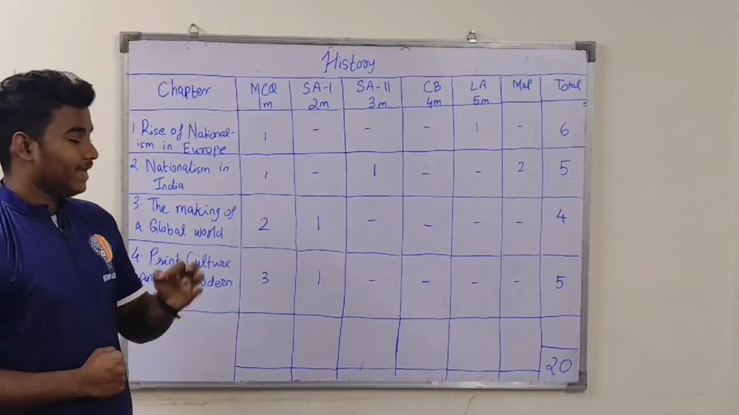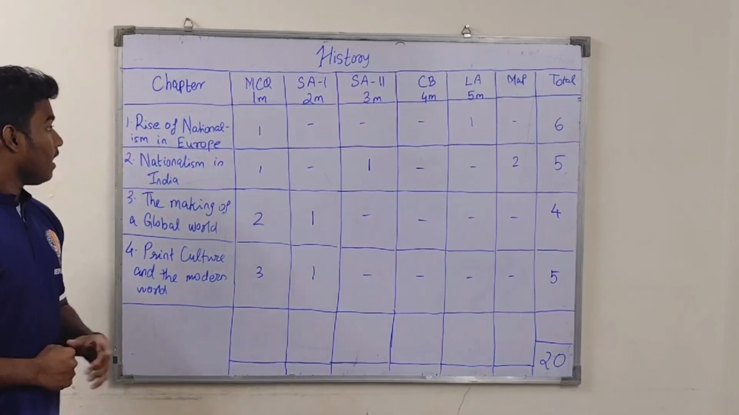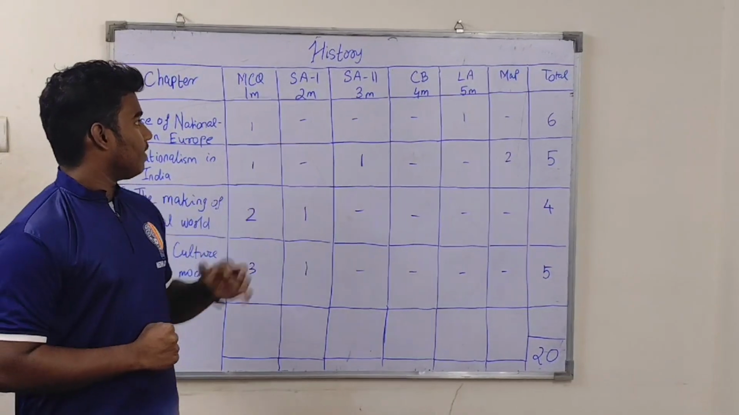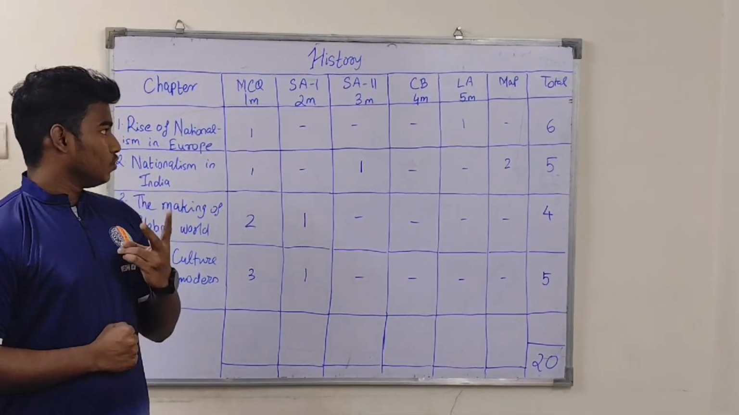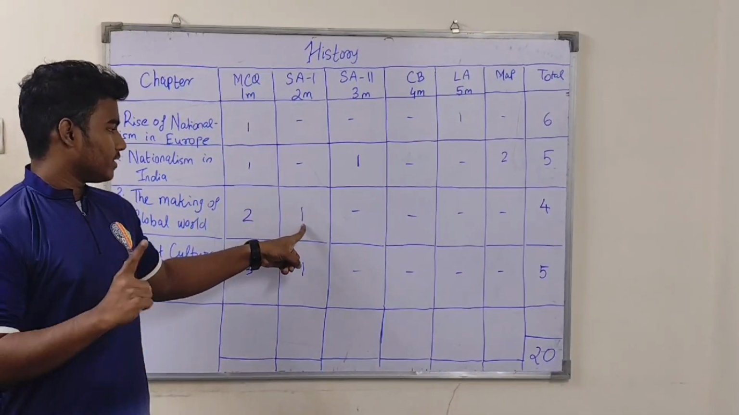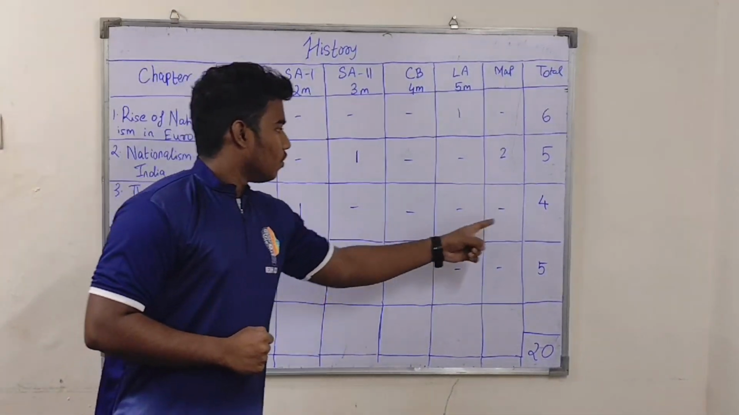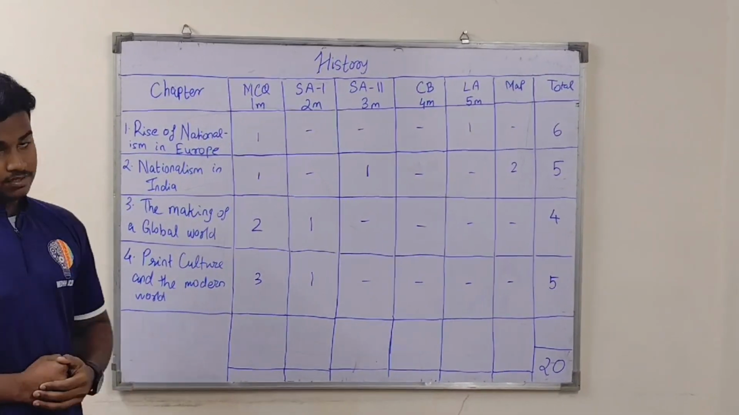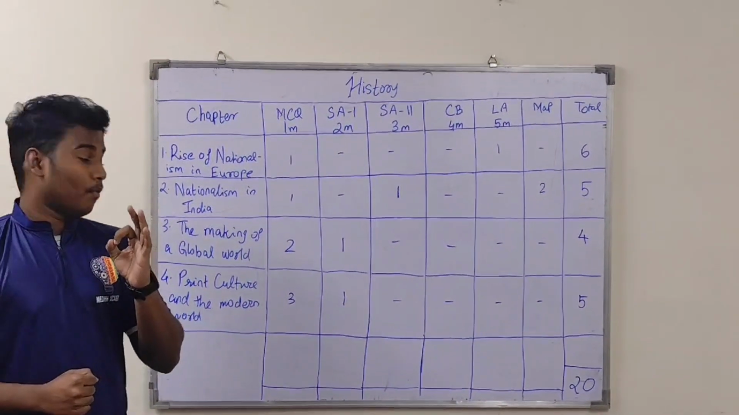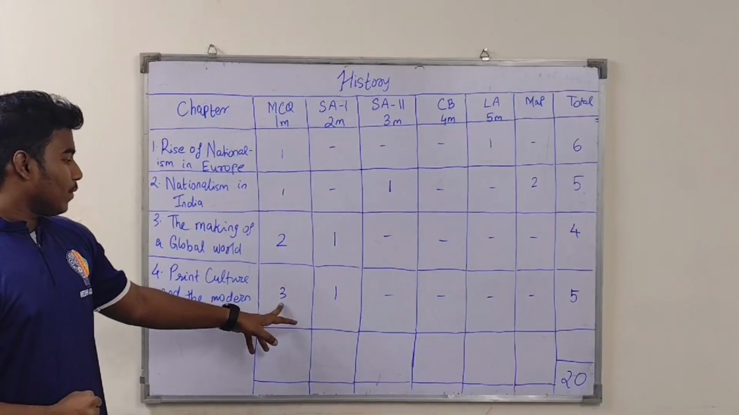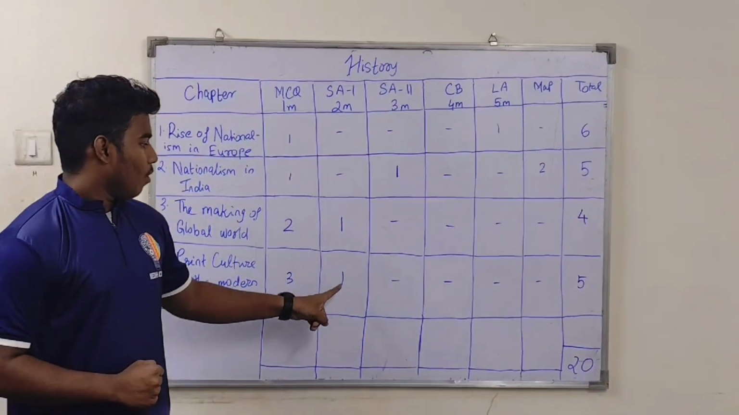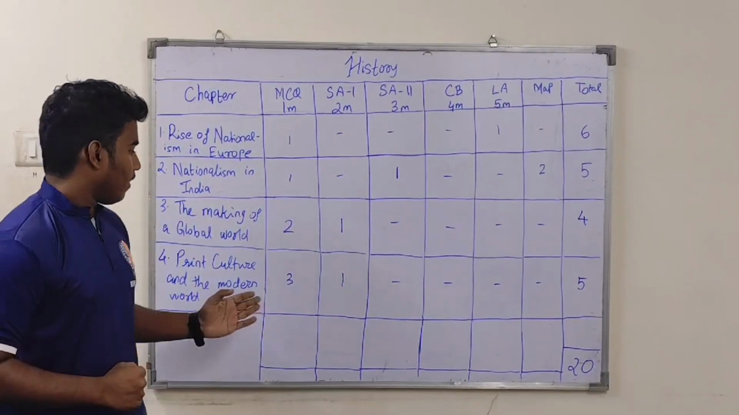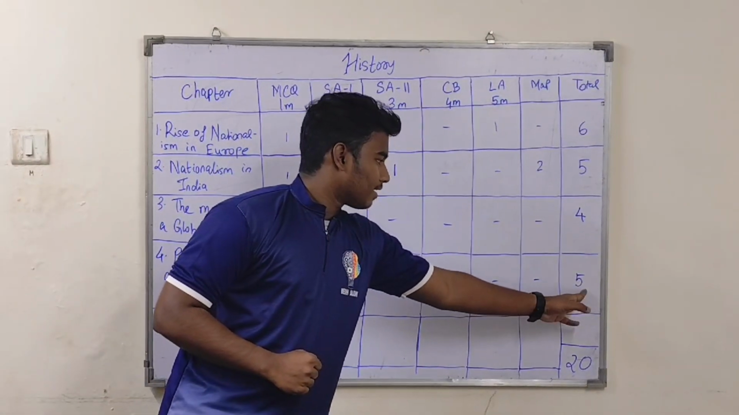And next we have the making of global world. And again यहाँ पे MCQ रहेगा 2 questions of 1 mark each. And next we have short answers first section, that is 2 marks का question, 1 question from here. Right? So all together 4 marks का weightage ये chapter carry करता है. And last you have print culture and the modern world. यहाँ से 3 questions आएगा for 1 mark and 1 question from 2 marks, that is short answers first section, and all together ये carry करेगा 5 marks का weightage.